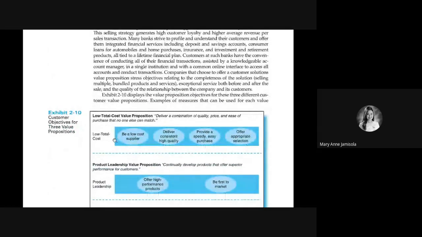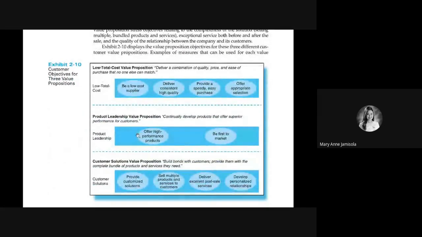The exhibit 2-10 is derived from our strategy map. So we have again our customer value propositions. What are customer value propositions? These are the things that we need to look into in order to deliver value to our customers.